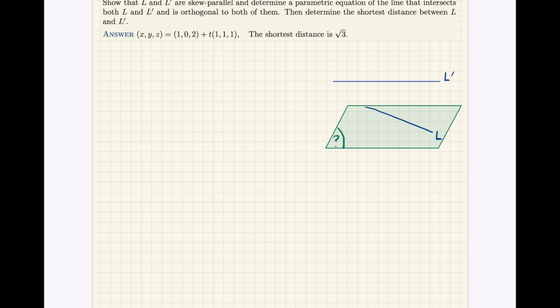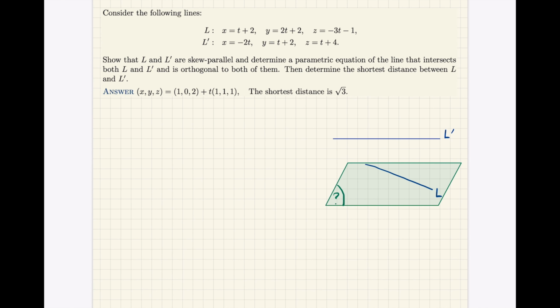For writing an equation of a plane, I need a point that is on my plane, and I need a vector which is perpendicular to my plane. From the point of view, I don't have any problems, because any point that is on this line is already on the plane. So I just pick a random point from L. Let us choose the same point B as before, by putting 0 for T in the equation of the line, so it becomes 2, 2, and minus 1. So that's one point.